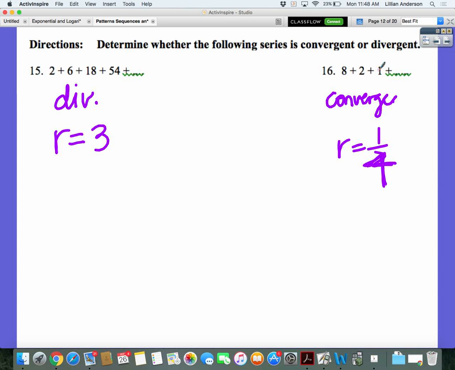Because the numbers are getting smaller, you are converging to a particular number. Another way you can look at it is the ratio. Now, the ratio here is not 1/4, but a convergent series will have a ratio that's in between 0 and 1, and a divergent series will have a ratio that's bigger than 1.